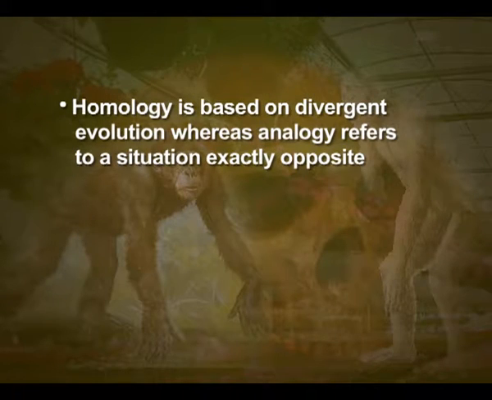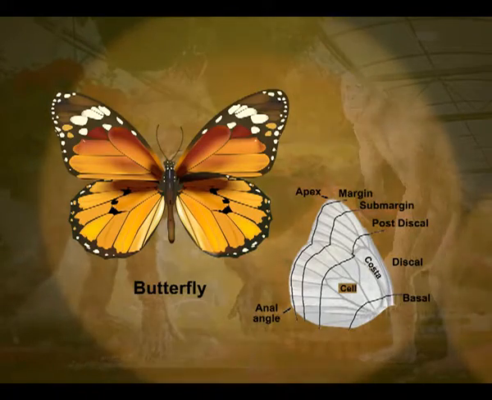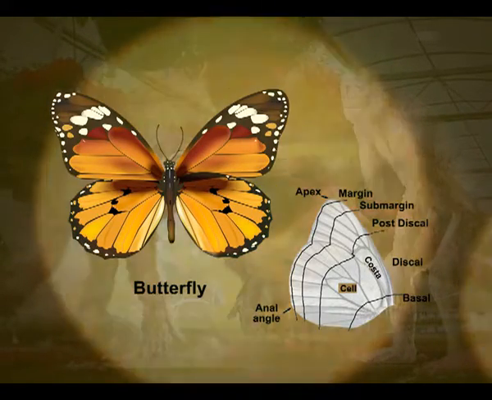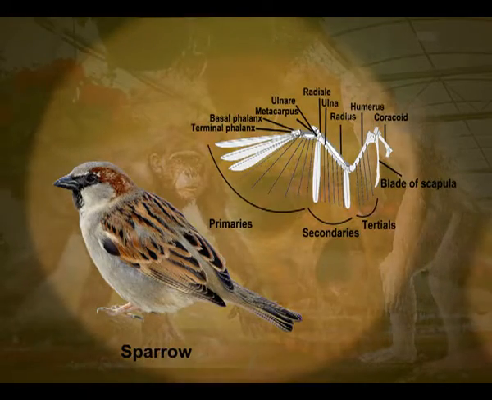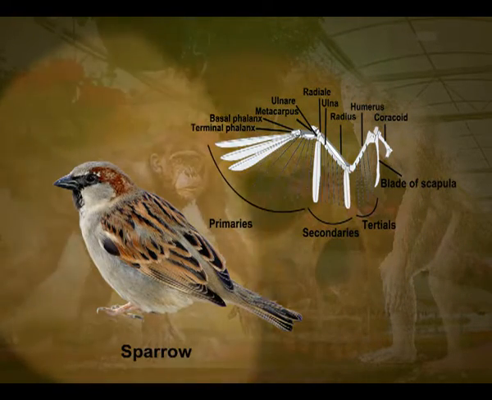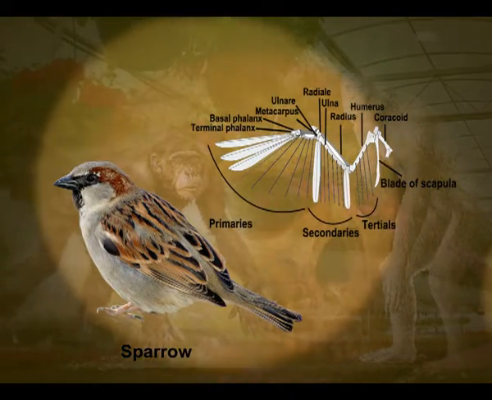Homology is based on divergent evolution, whereas analogy refers to a situation exactly opposite. Wings of butterfly and of birds look alike. They are not anatomically similar structures, though they perform similar functions. Hence, analogous structures are a result of convergent evolution: different structures evolving for the same function and hence having similarity.